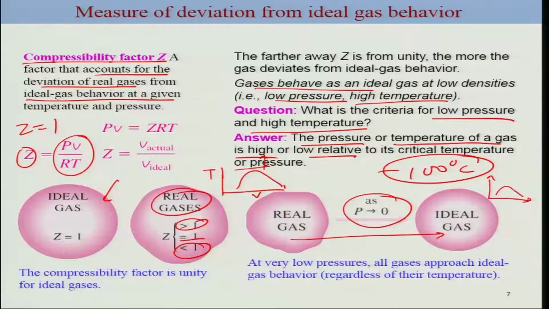You may have a plot like this for one substance, and another substance like this, another substance, all in the same thermodynamic variables. This temperature here may be high for this substance, but low for another substance. So the criterion for low and high temperature is relative to the critical temperature or pressure.